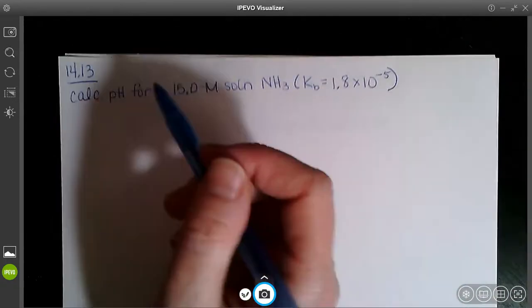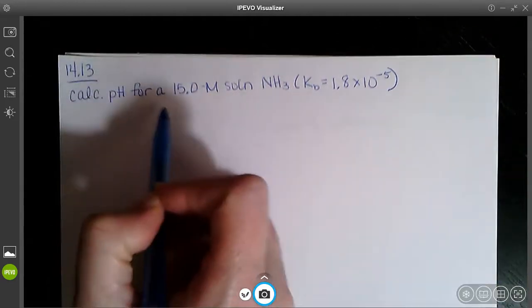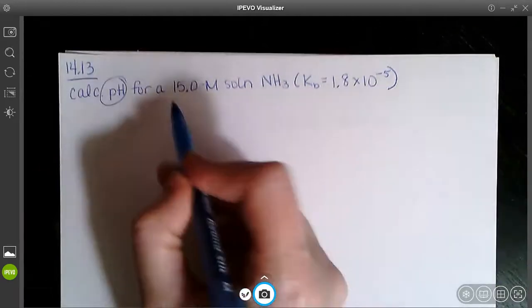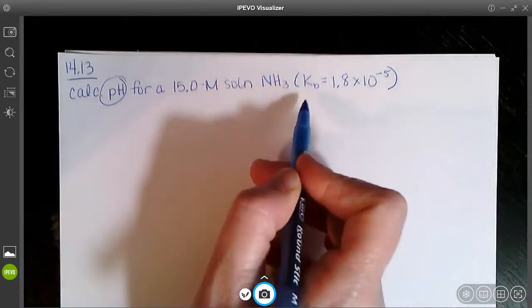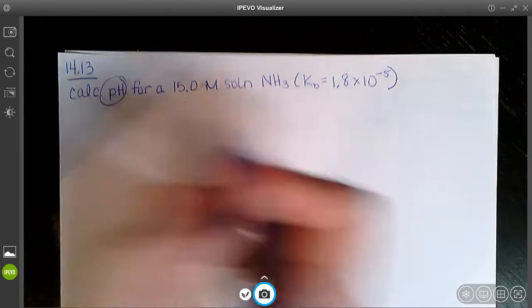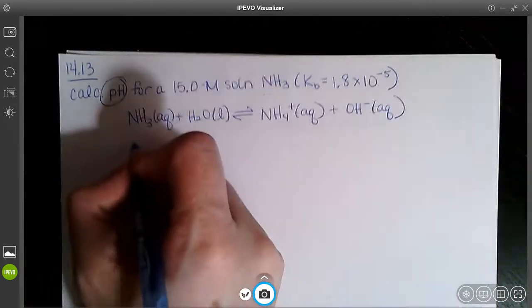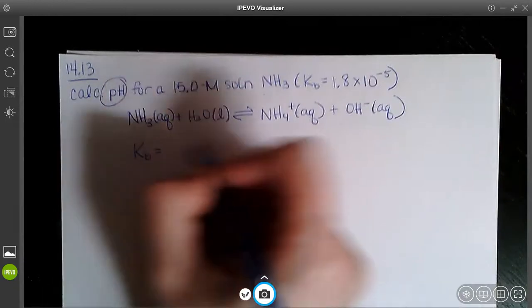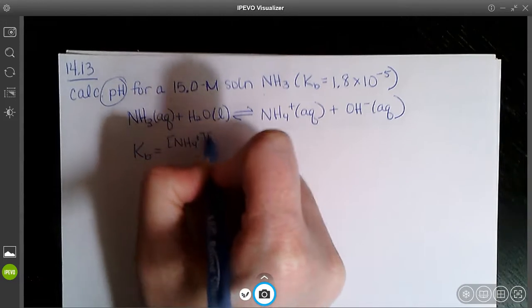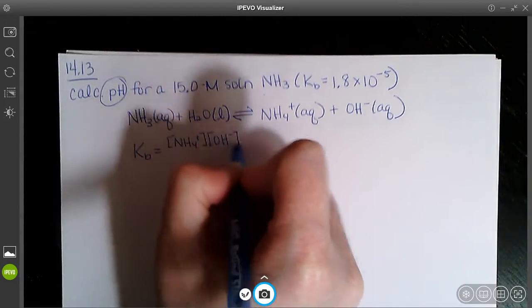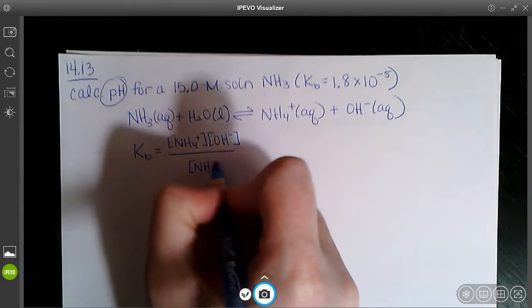So let's work through 14.13. Calculate the pH, so this is what we want, for a 15.0 molar solution of NH3, ammonia, which we just wrote out the equation for. So here it is again, so you can see it. So our Kb is going to be the concentration of ammonium times the concentration of OH minus divided by the concentration of ammonia.